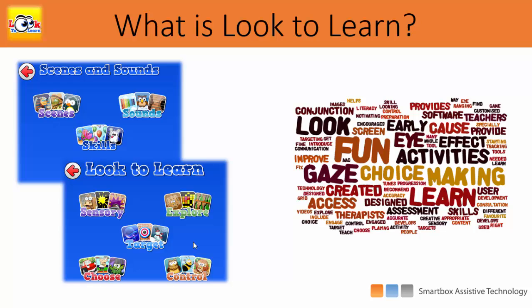The idea behind Look to Learn, as you can see from the Wordle on the right hand side, is it's designed to be fun, engaging and motivating. It's got lots of visual feedback and audio feedback. It's bright and colourful to engage the user so that they find eye gaze something fun and exciting to do. And hopefully they progress through and build up a range of eye gaze skills which will allow them to be successful using it for communication or computer control or however they're going to be using it.